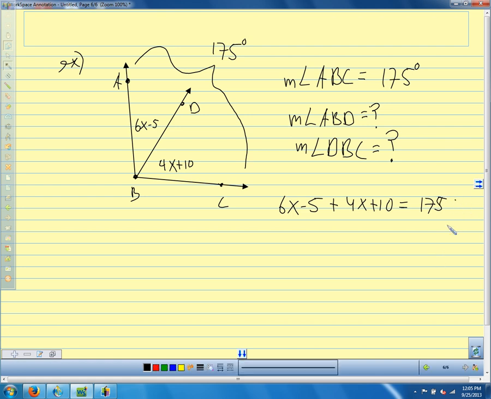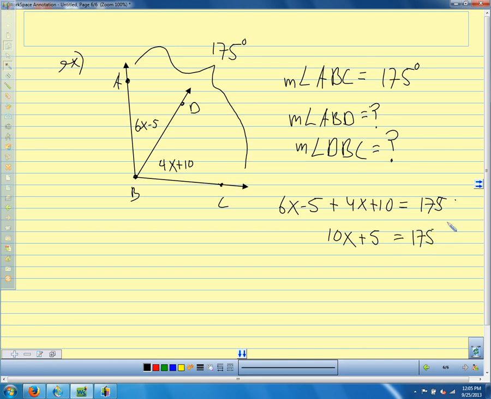And I'm going to leave the degrees off. So what do we do next? Find x. So how do we, from what we've written here, how do we find x? Combine like terms. Very nice. So what do we want to combine here? 6x and 4x. And we get 10x. What else are we going to combine? Negative 5 plus 5, and that equals 175.